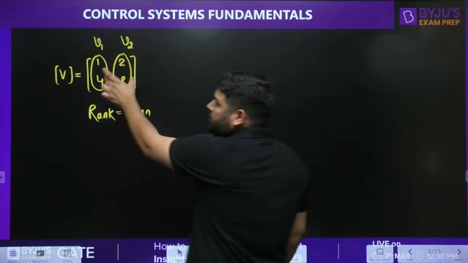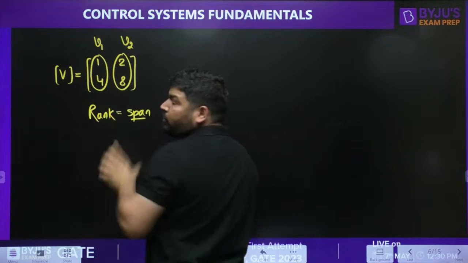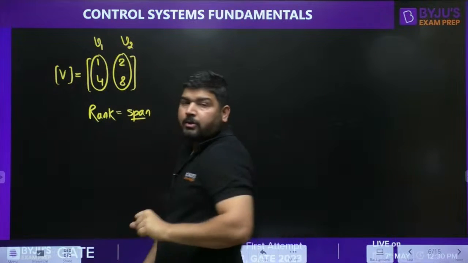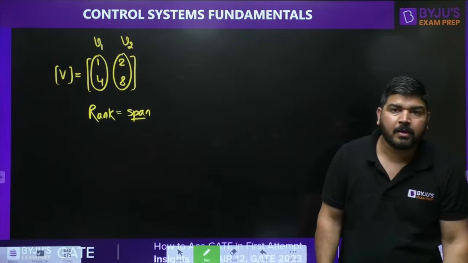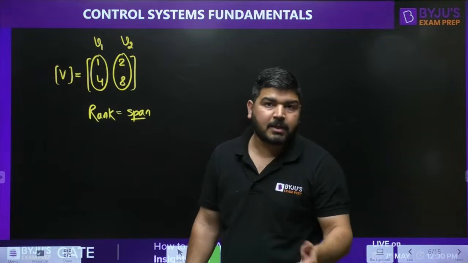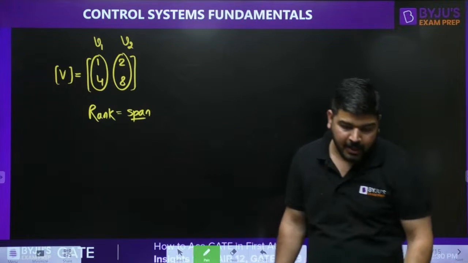But if the rank or span of this matrix is less than 2, because there are two vectors now, so if the rank is less than 2, it means the span is less than 2. So they are linearly dependent.